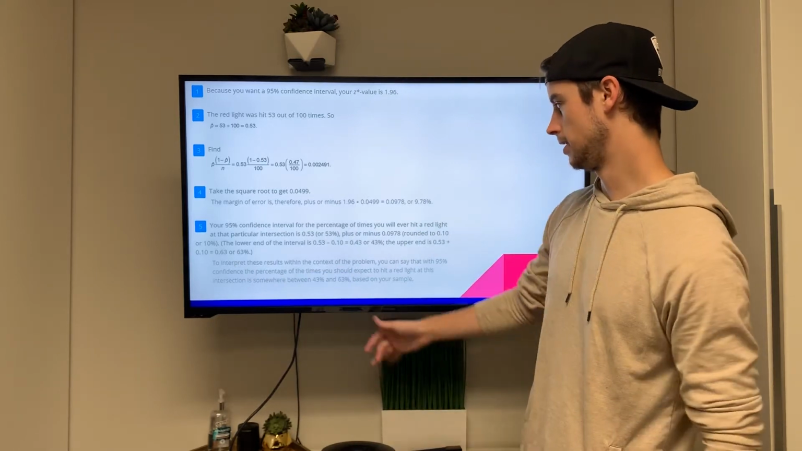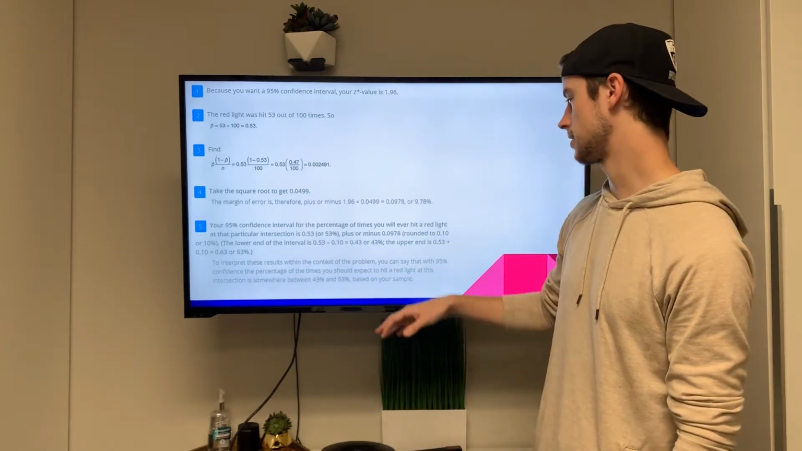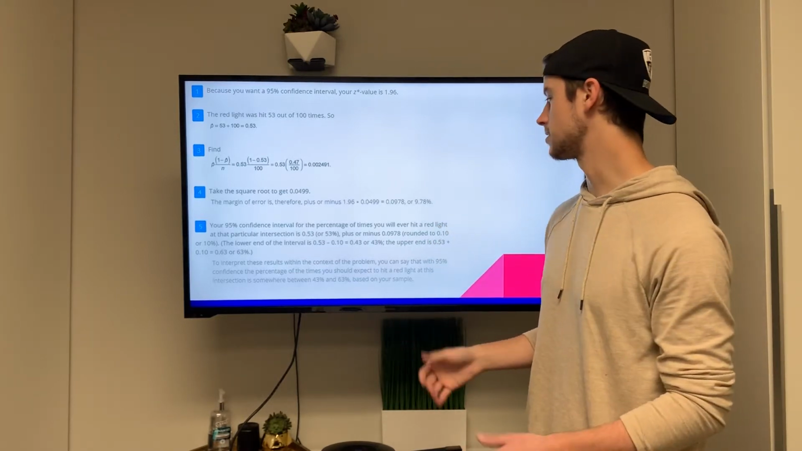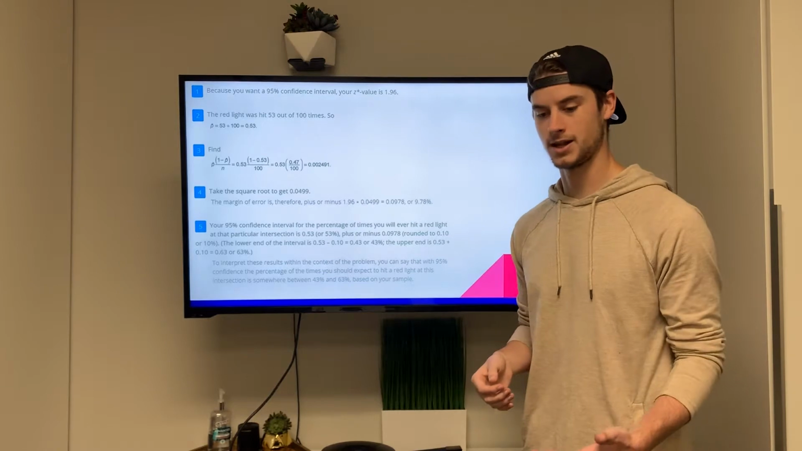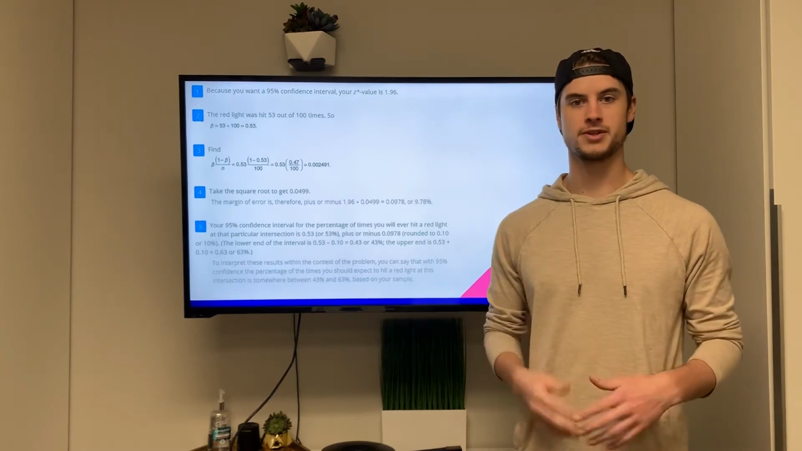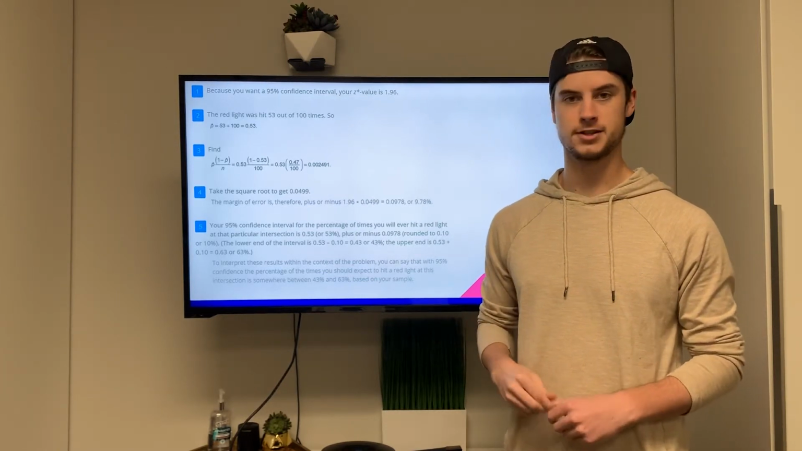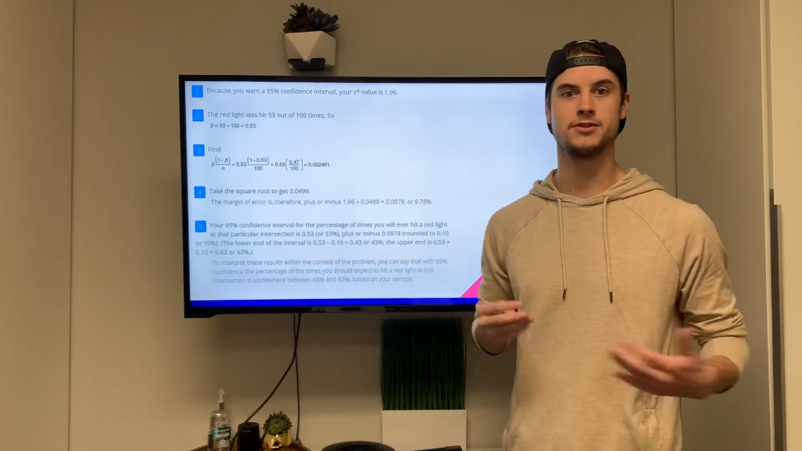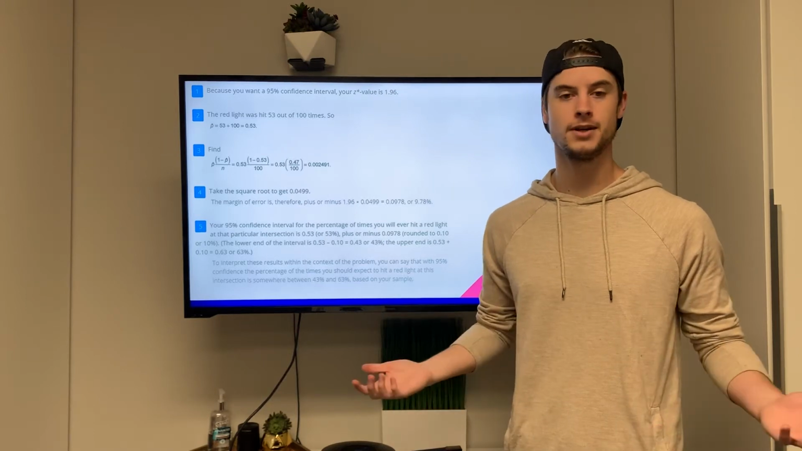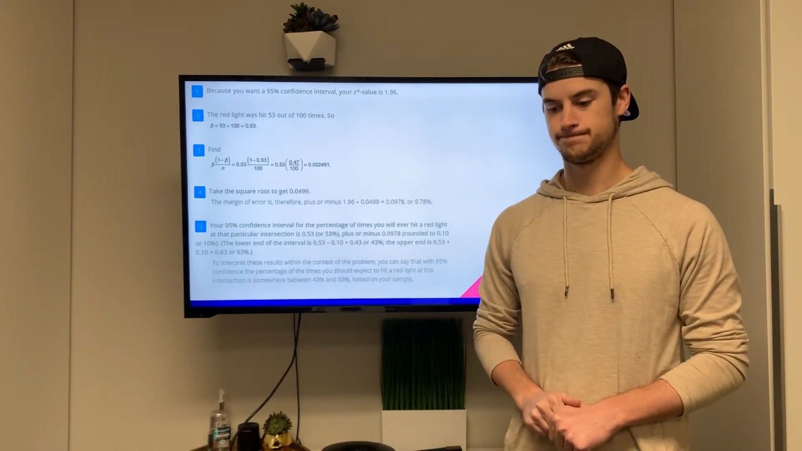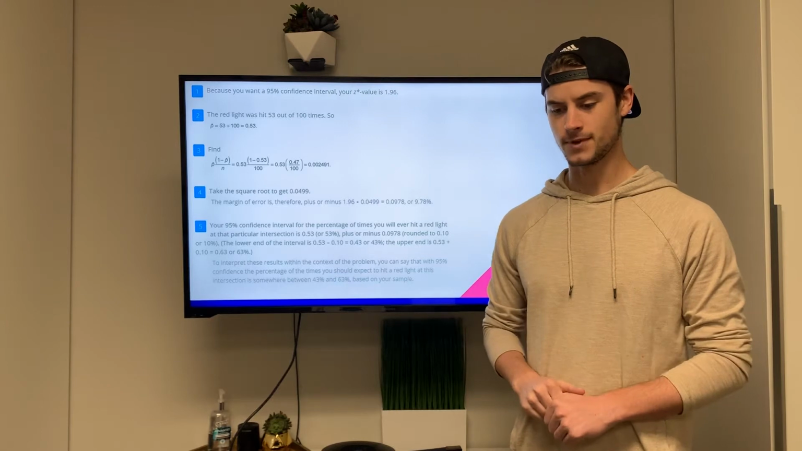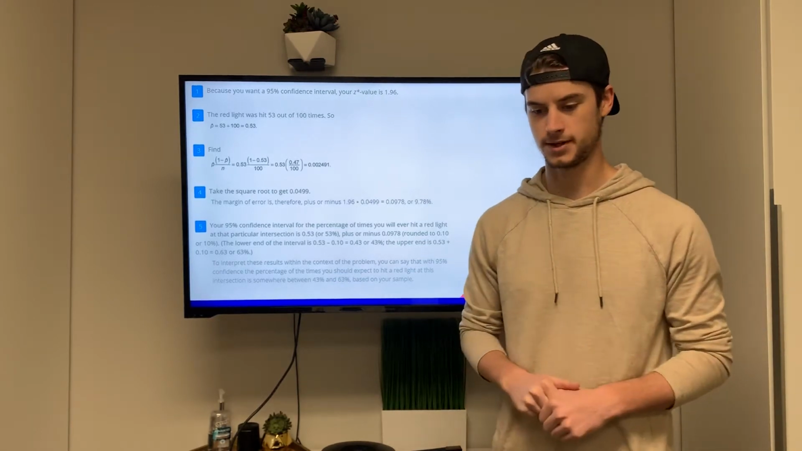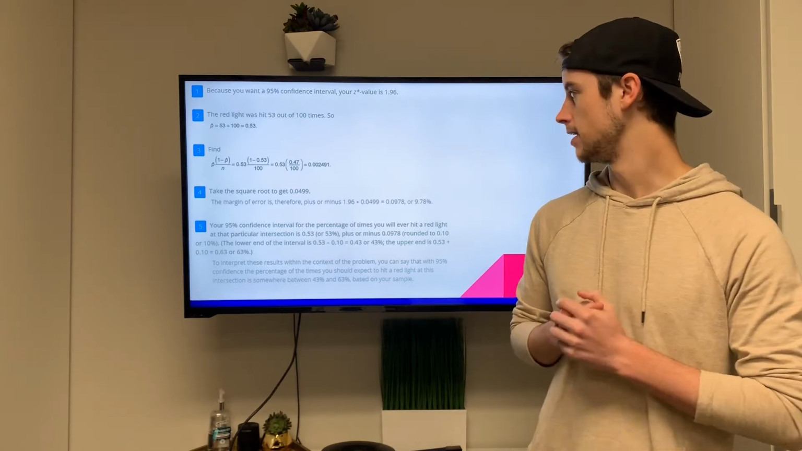So we can interpret these results within the context of the problem. I can say that with 95% confidence, the percentage of times you should expect to hit a red light is between 43% and 63%. And this is just based on this one sample of 100 times, right? We could take another sample of 200 times and it may be different. We don't know, okay? This is just a simple example, step by step, of how we do this. So that's what we have for this.